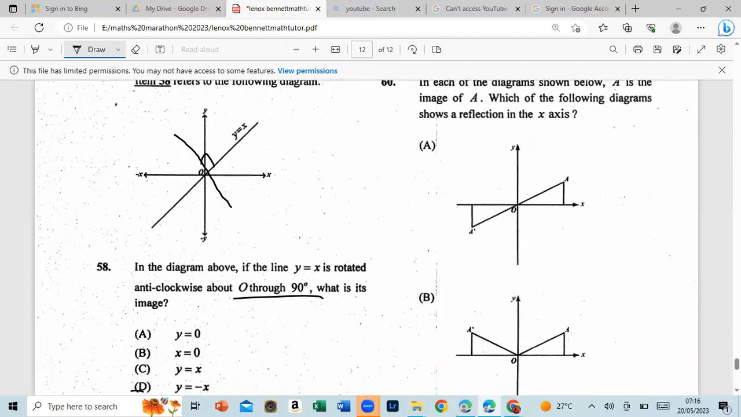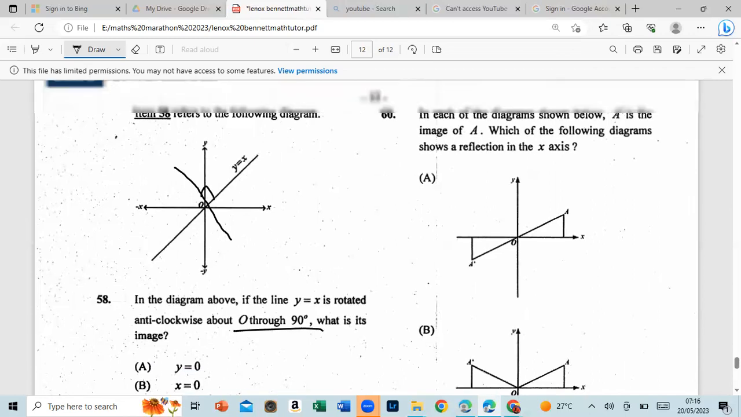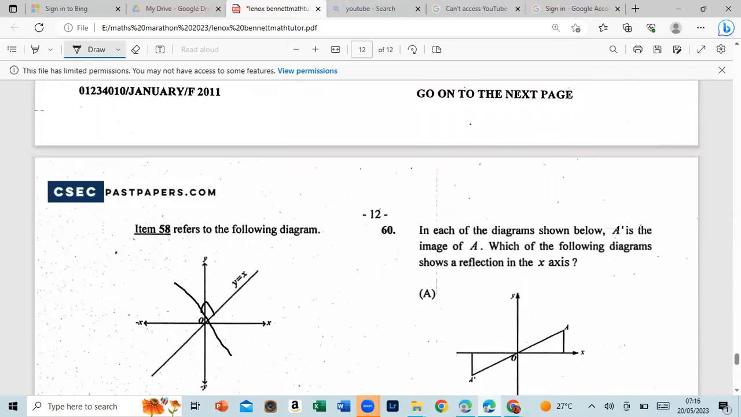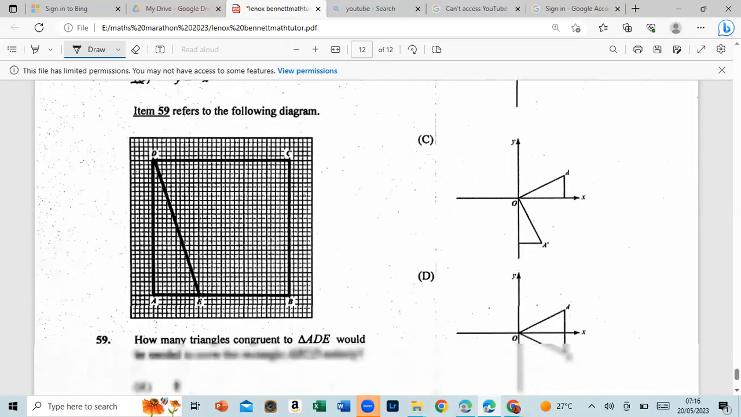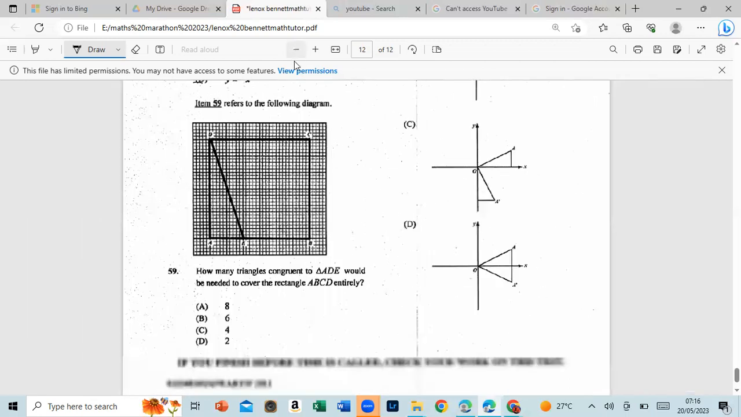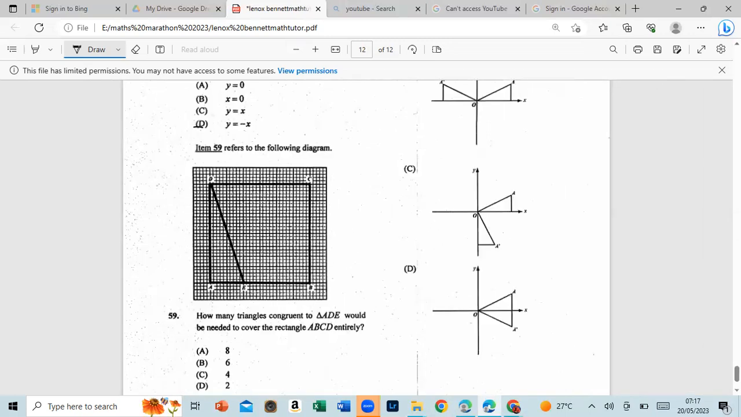Alright, let's move on to 59. Where's 59? Where are you, 59? Okay. This one, I've done this on my channel several times. First time I was doing this, I actually found it very interesting, right?